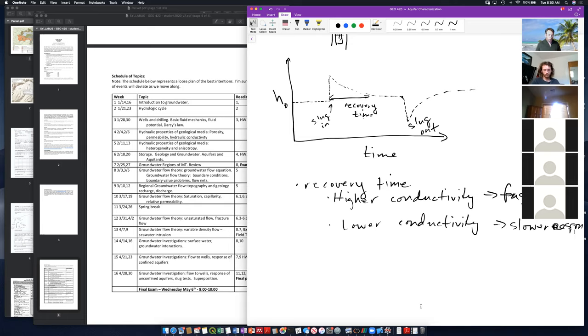All right, so a guy named Hvorslev started doing these slug tests, and he started plotting... well, first of all, let's define the drawdown ratio.